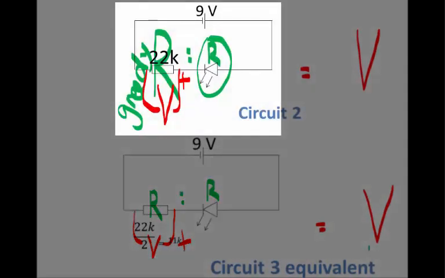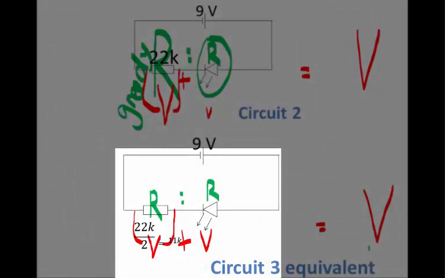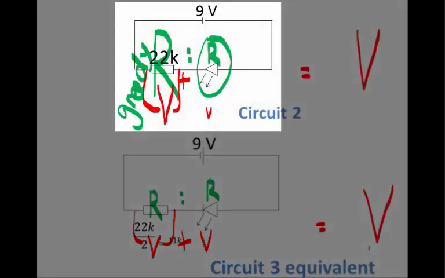And that means that not so much is left over for the LED in circuit 2, whereas more is left over for the LED in circuit 3, because the LED in circuit 3 isn't with someone that's so greedy, whereas the LED in circuit 2 is with someone who is very greedy.